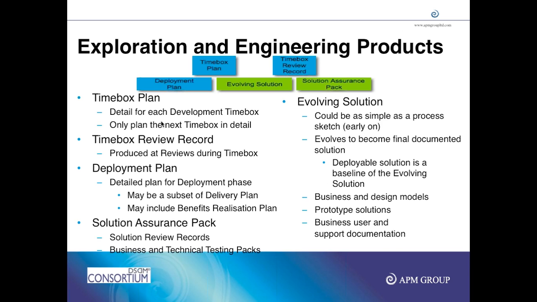Evolving solution is your product itself, and solution assurance pack is actually your technical quality review document, like audits or reviews that you conduct. Deployment plan is your production go-live plan. For example, over the weekend, if you have to go live, what kind of systems need to be backed up, what scripts are to be run, what data migration needs to be done, what kind of application deployment needs to be done. All of that is actually your deployment plan.